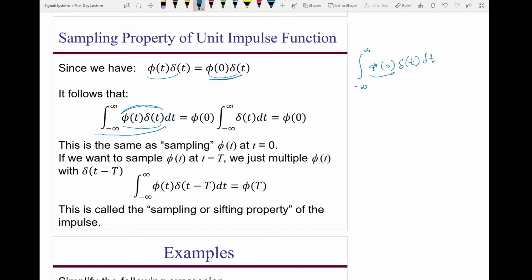Now this is a constant. It doesn't have t anymore, this variable. So I can take it outside the integral. Now this integral, as we said before, the area under a delta function is 1. So this is just times 1, and that's the answer. So if you have a function multiplied by a delta located at capital T and then you integrate, it's the value of this function at this location.